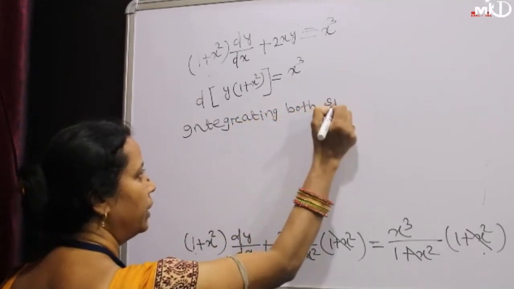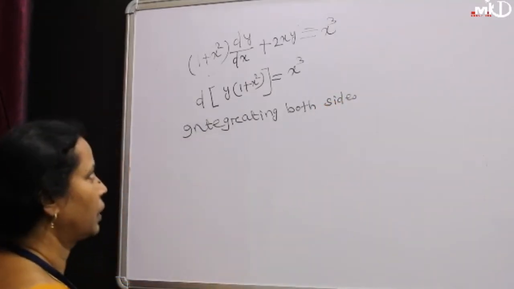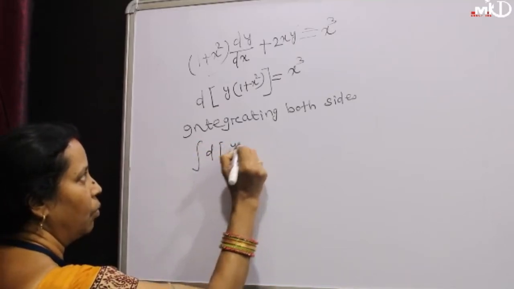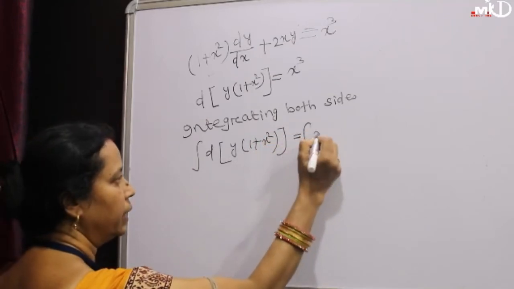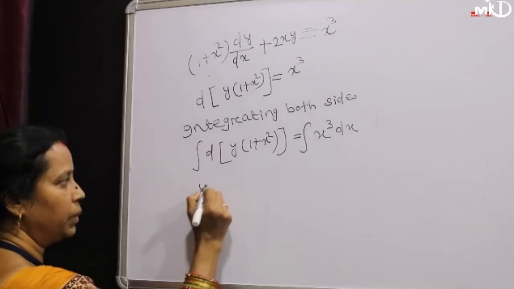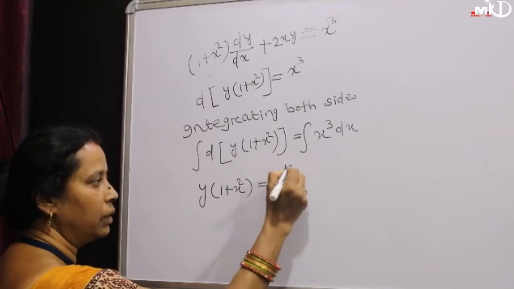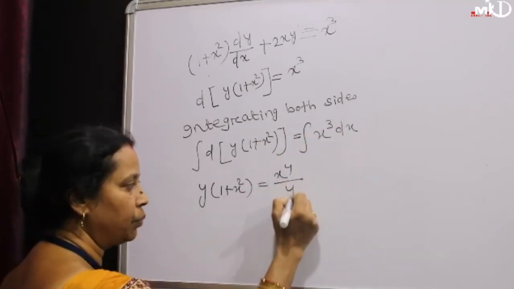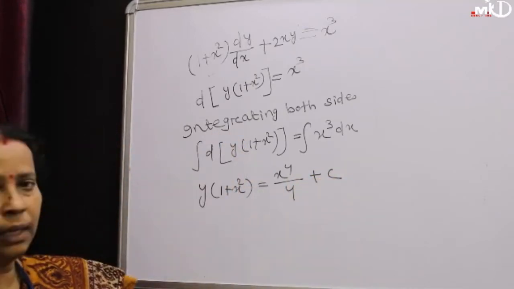Integrating both sides, y into 1 plus x square is equal to the integration of x cube dx. So the solution becomes y into 1 plus x square is equal to x to the power 4 by 4 plus c. So this is the solution of the above differential equation.